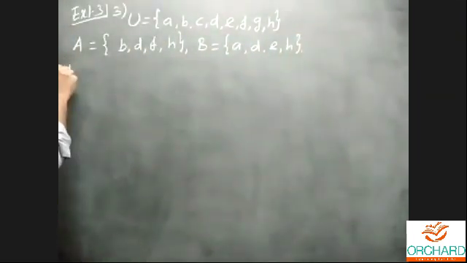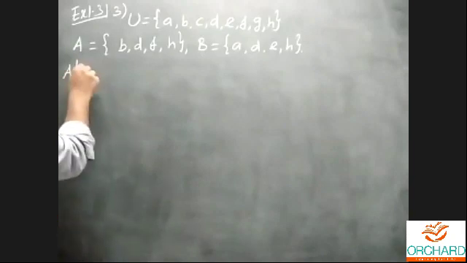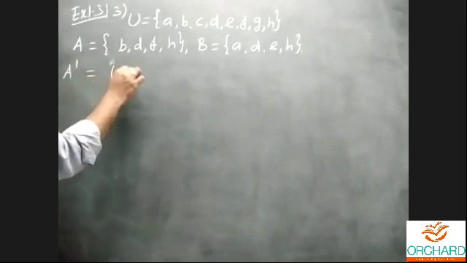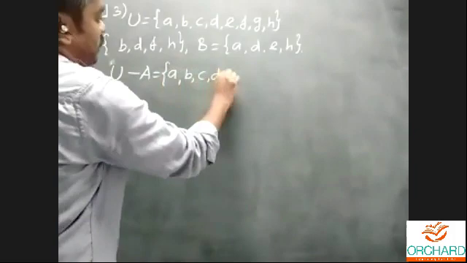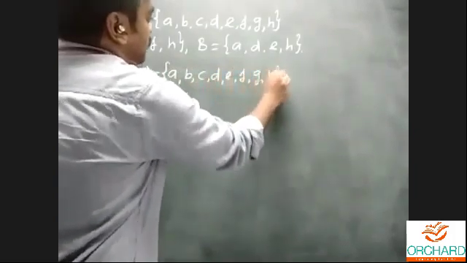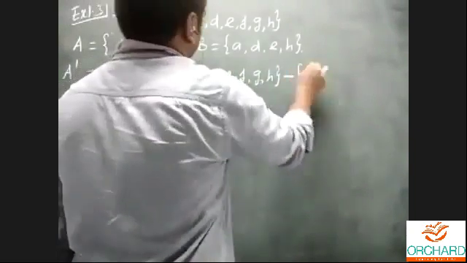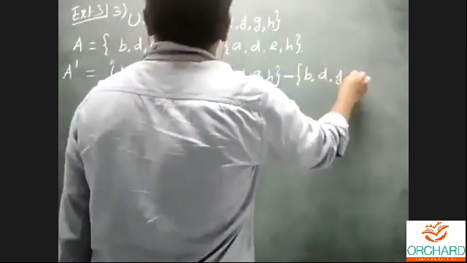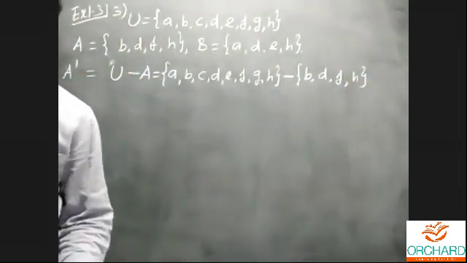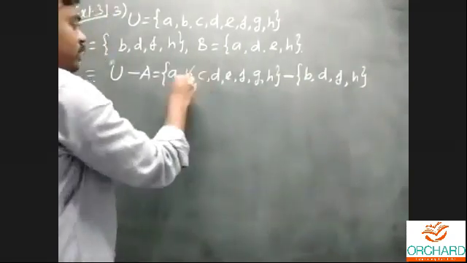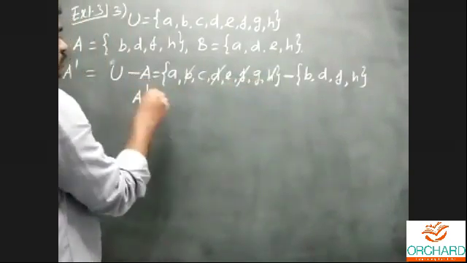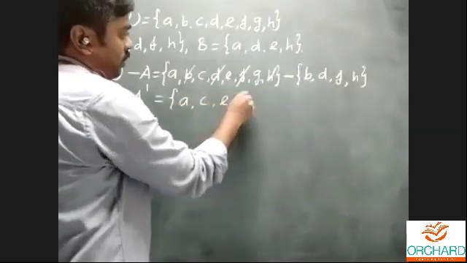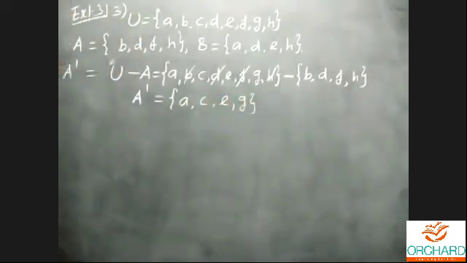A dash. What does A dash mean? Universal set difference A. Write down the elements of the universal set: A, B, C, D, E, F, G, H. Then difference, the elements of set A. Now I can remove the elements of set A from the universal set: B, D, F, H. Write down the remaining elements, that is your A dash. A dash equals A, C, E, G.